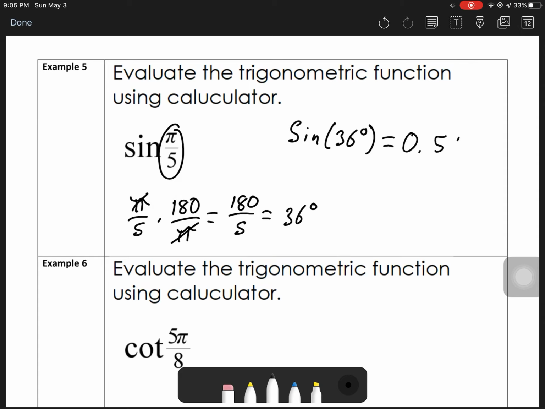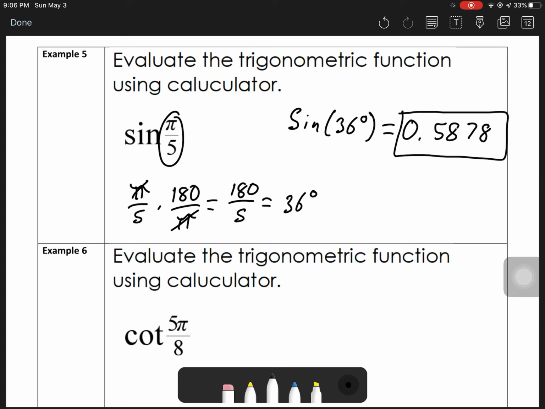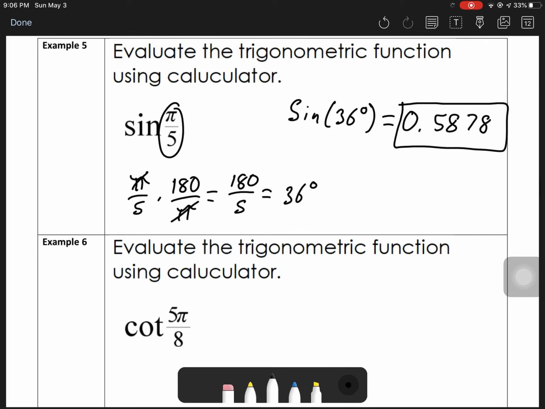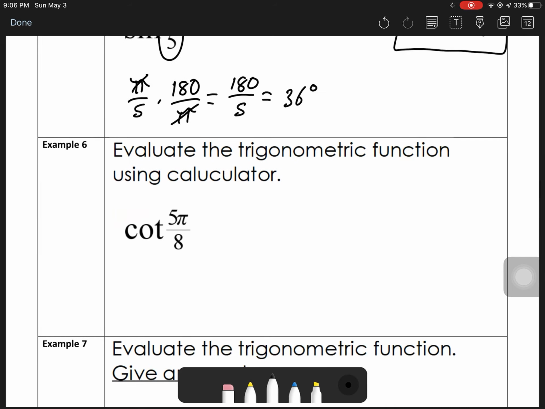So this, if we round to 4 decimal places, 0.5878 would be the rounded answer. That's what we would get. So you don't have to make a triangle for this one. If it says use your calculator, that's probably because you can't solve it a different way. Some of these you just have to have a calculator for.